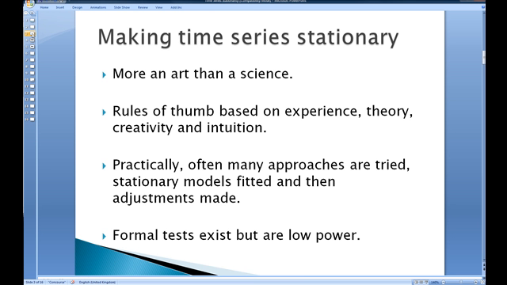I should also say that there are formal tests, but they are low power. They're low power in the sense that they have a very small beta, being the probability that a hypothesis is accepted given that its alternative is true.